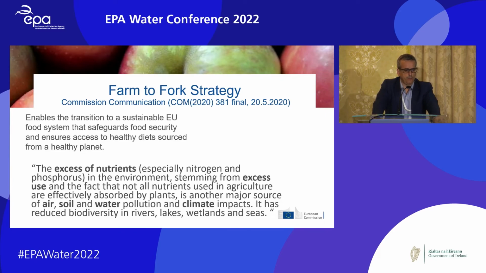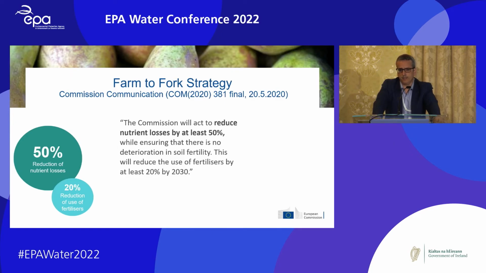In the Farm to Fork strategy, the excess of nutrients also explains the impact we have on soil, water, and air pollution, and the need to tackle this issue. It also sets the same objective of 50% reduction of nutrient losses, and as a consequence, a reduction by 20% by 2030 in the use of mineral fertilizers.